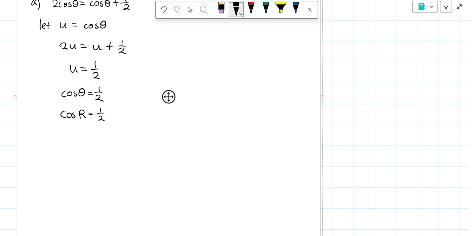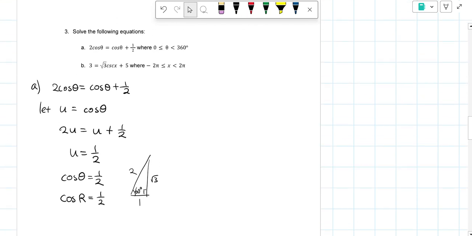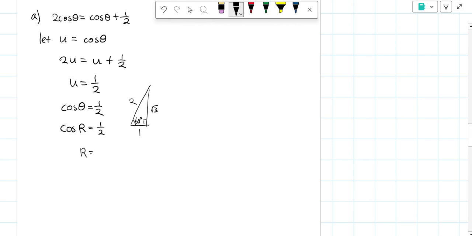For this one, I think I can use the right triangle, or special triangle. Cosine means adjacent over hypotenuse, so let's draw a triangle where the adjacent is 1 and the hypotenuse is 2. For me, that sounds like a special triangle with the angle of 60 degrees. I can go with 60 degrees because the given domain is represented in degrees. So I know that the reference angle is 60 degrees.